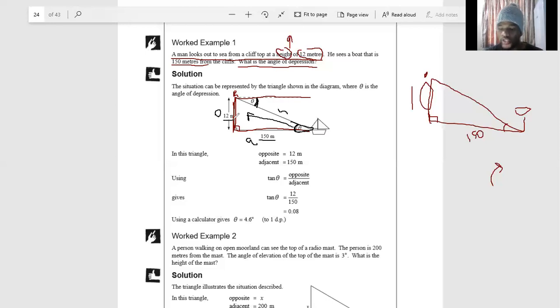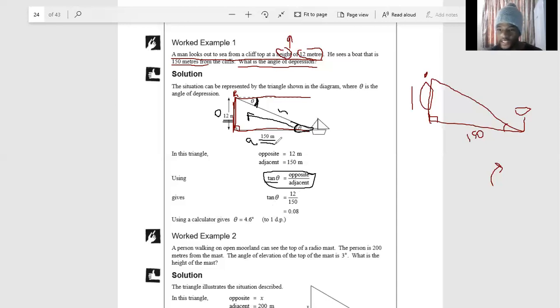So which one among the three trig ratios, sine, cos, and tan, uses opposite and adjacent? That is tan. So tan is given by what? Opposite over adjacent. You see, guys, how these things link. So hence I said, if you didn't understand the concept of the last lesson, this would be difficult. So what is our opposite side? The opposite side is 12. We are given our adjacent side is 150.